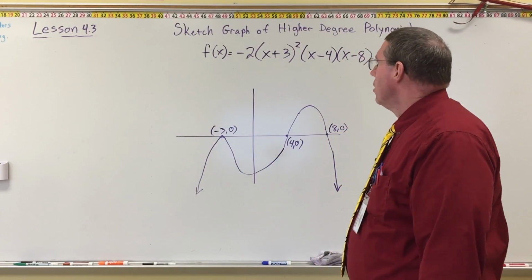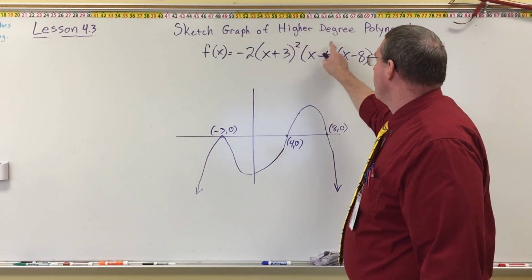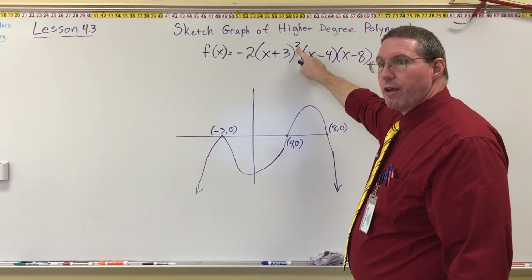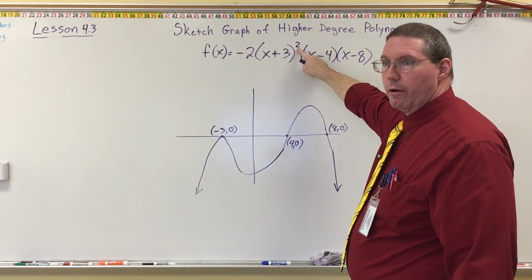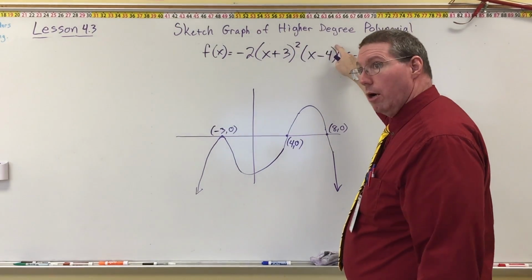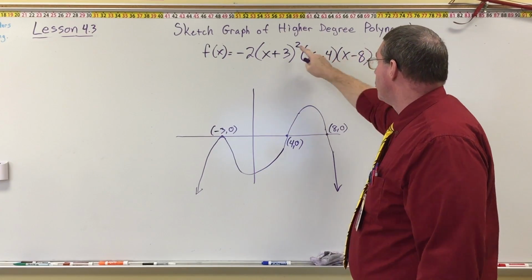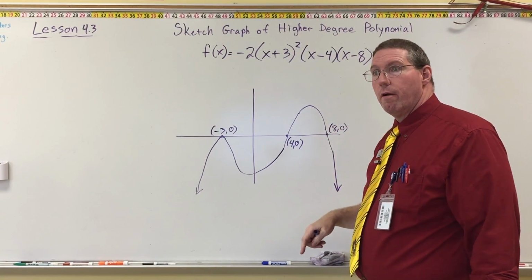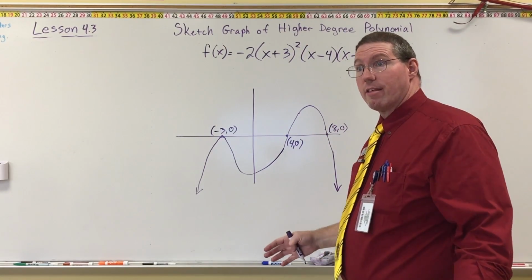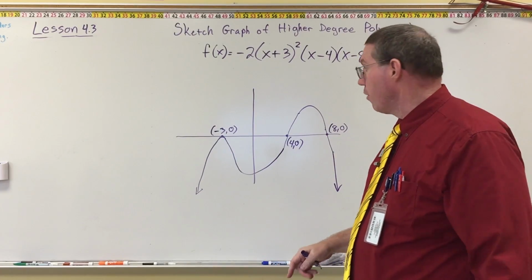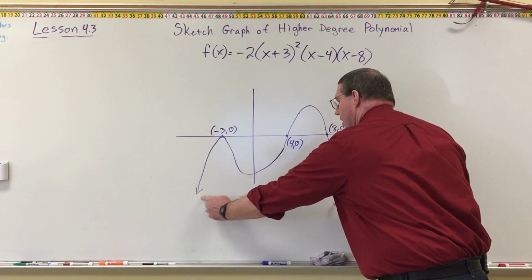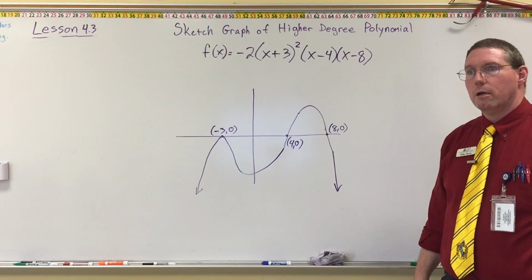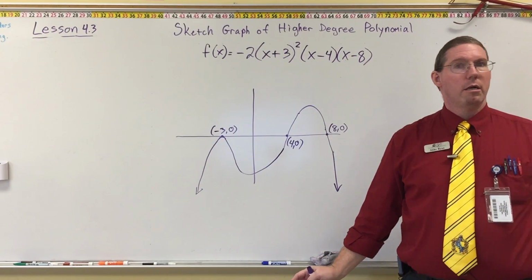All right, now, so here's what we do. We add up all the degrees. What's the degree here? So Zarin, what's the degree? What's the power here? 2. What's the power here? And what's the power here? And 2 plus 1 plus 1 is? 4. That's an even number, right? Therefore, the two ends are going to be pointing in the same direction. Are we good?